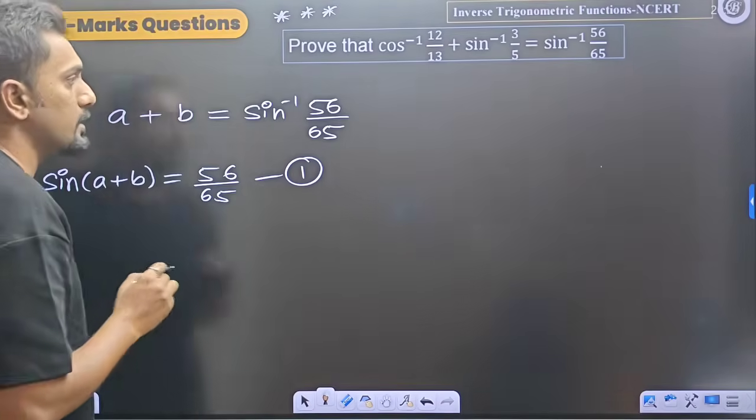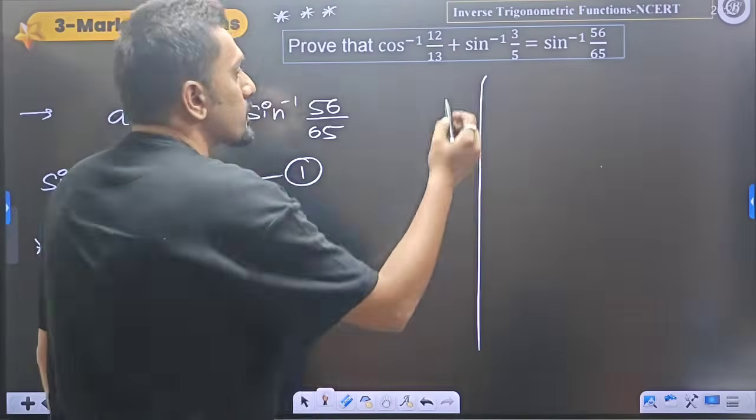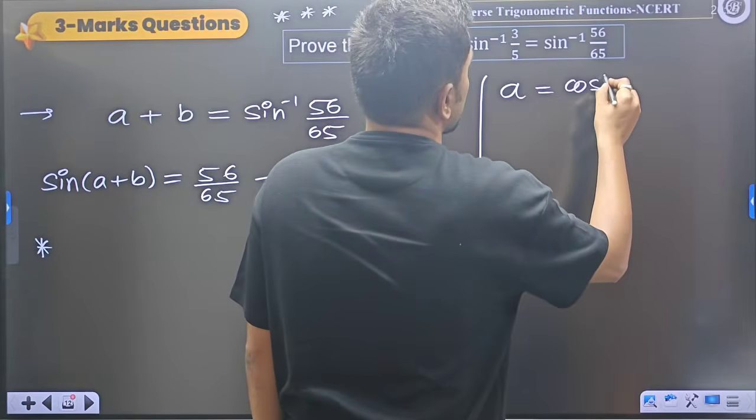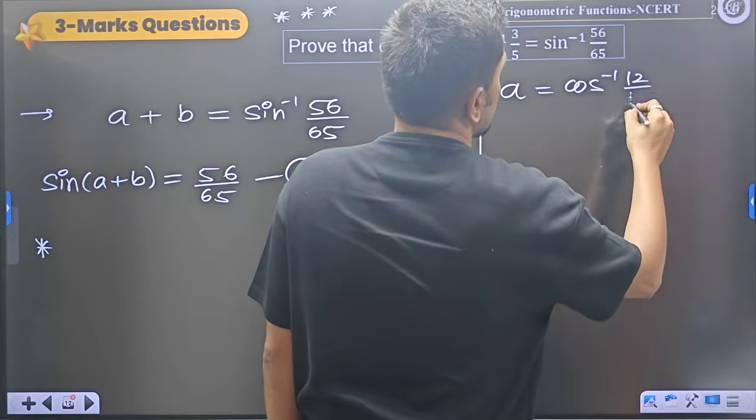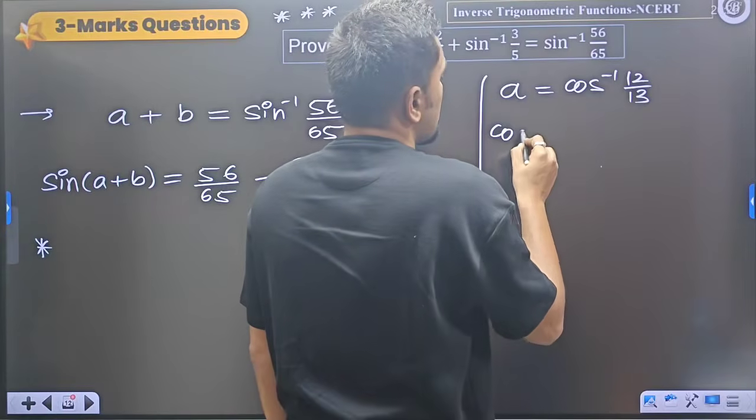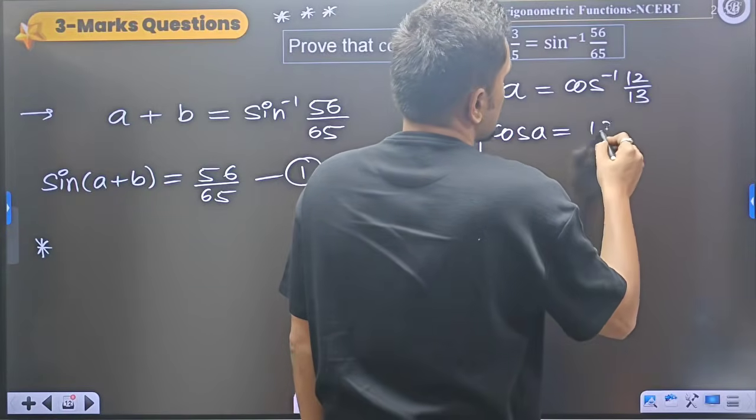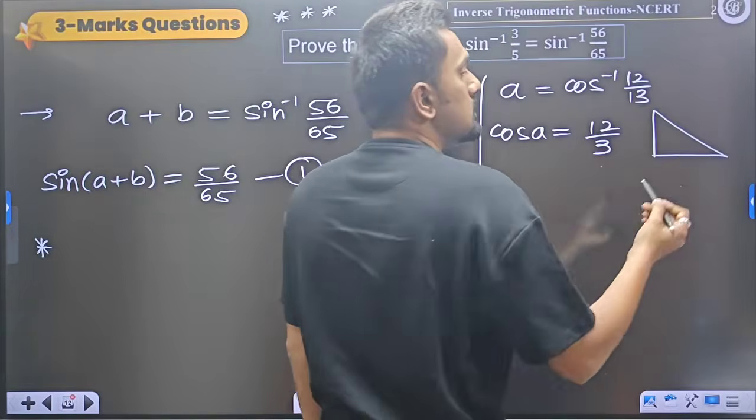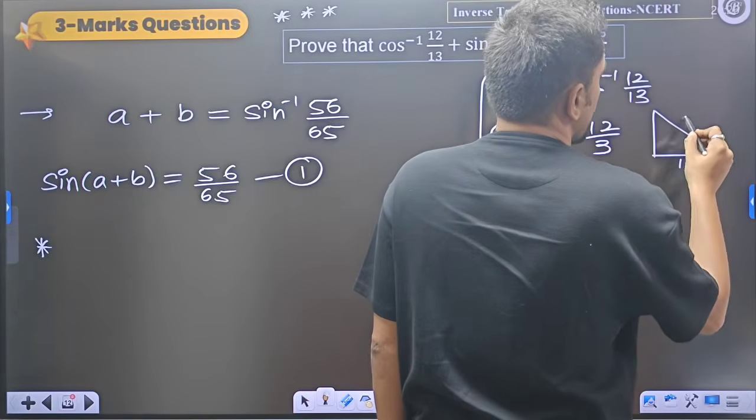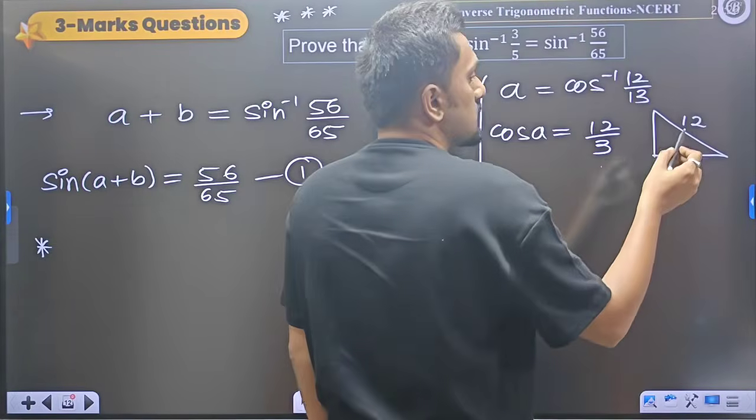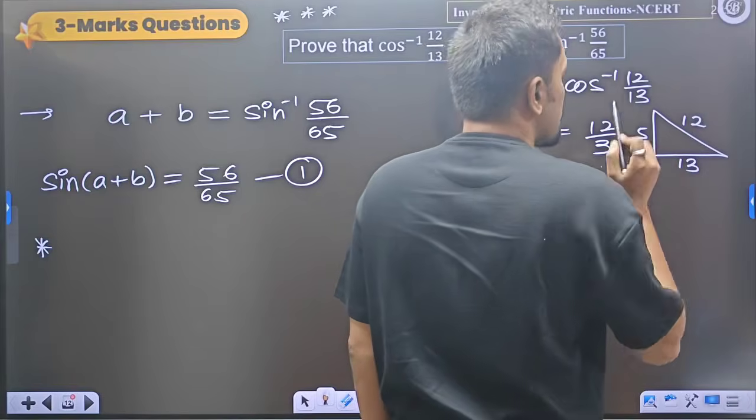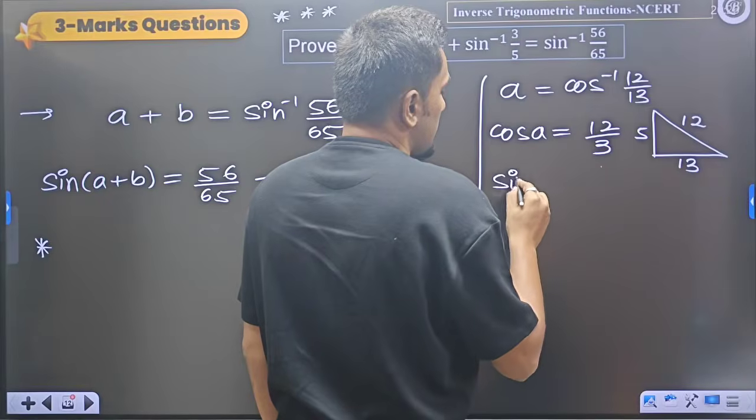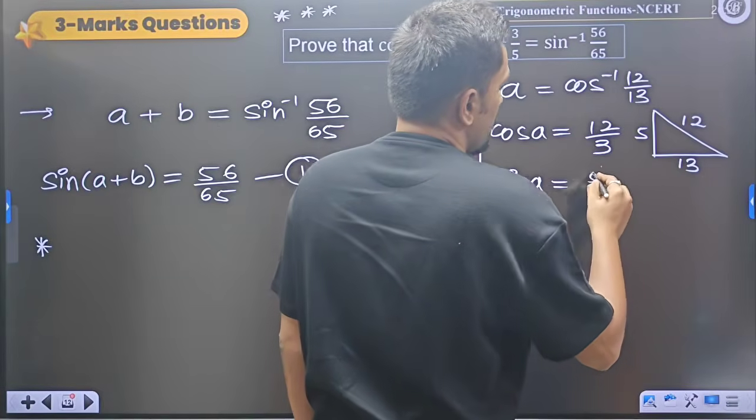For that, what I will do is, A equals cos inverse of 12 by 13. Then cos A becomes 12 by 13. Draw the right angled triangle. This is adjacent divided by hypotenuse: 12, 13, 5. These are the Pythagorean triplets. So sin A will be 5 over 13.